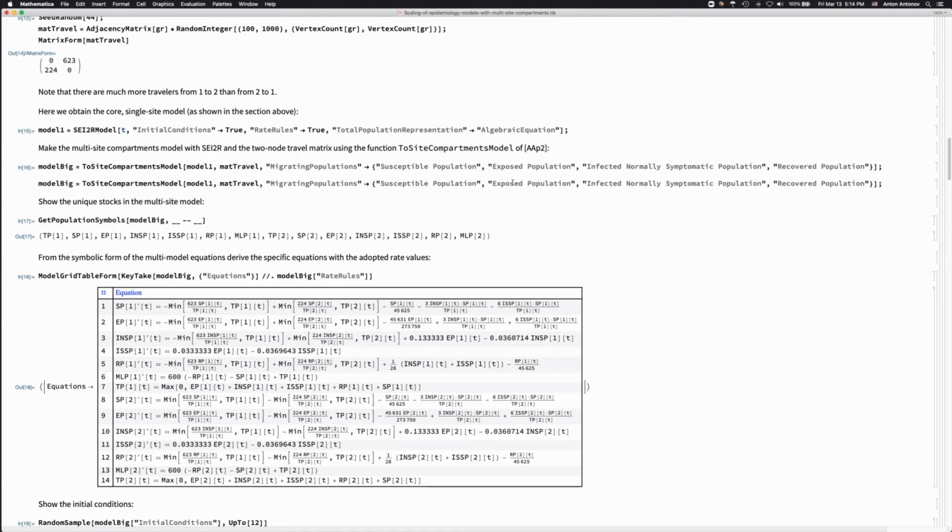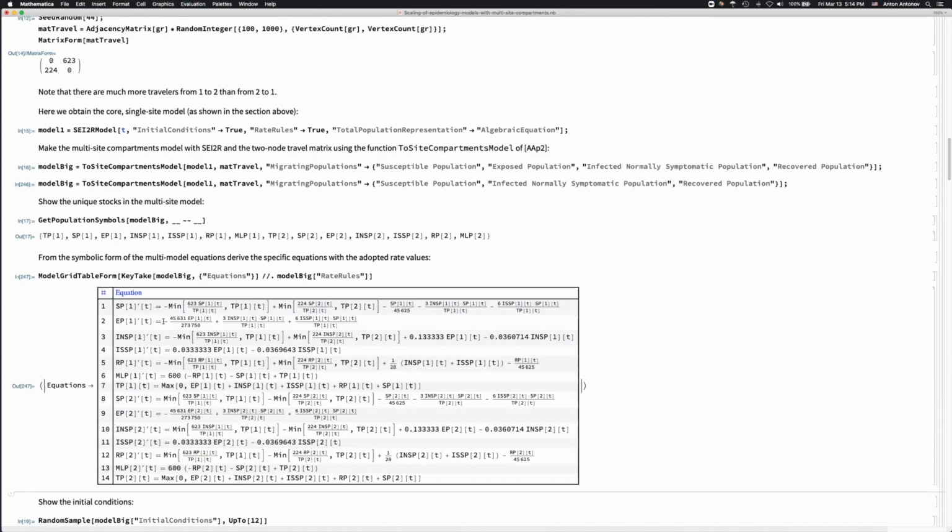In this big model, I have joined the equations from the individual sites into one, and I have changed them in such a way that I have birth and death terms derived from traveling patterns. If I remove, say, the exposed population, we should be able to see how the exposed population does not have these terms anymore.